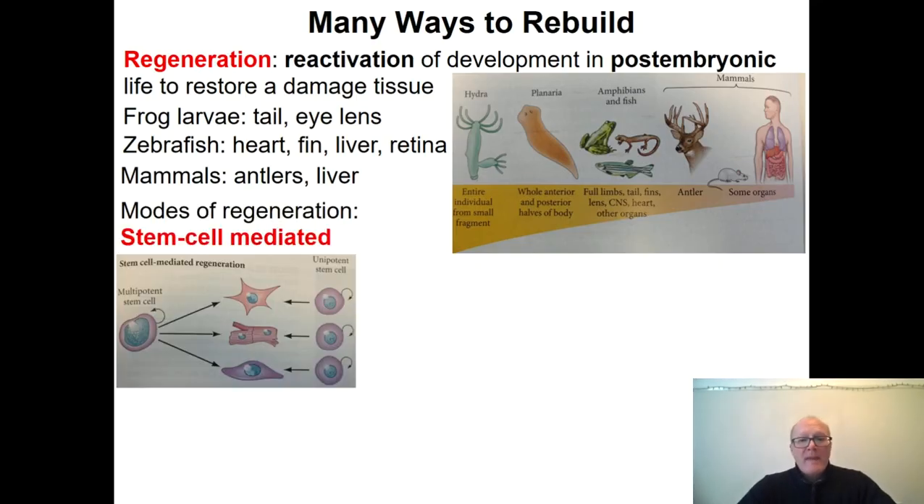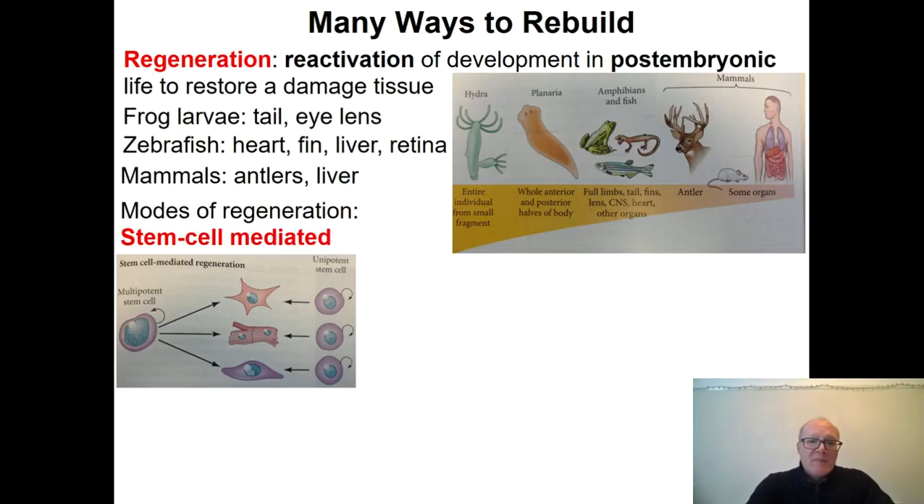There are four main modes of regeneration. We try to cover them all, more or less, in this lesson. So one mode of regeneration is based on stem cells. So it is a stem cell mediated regeneration. So what are stem cells? Stem cells have the ability to either produce different kinds of cell types or they have the ability to produce some kind of cell type.